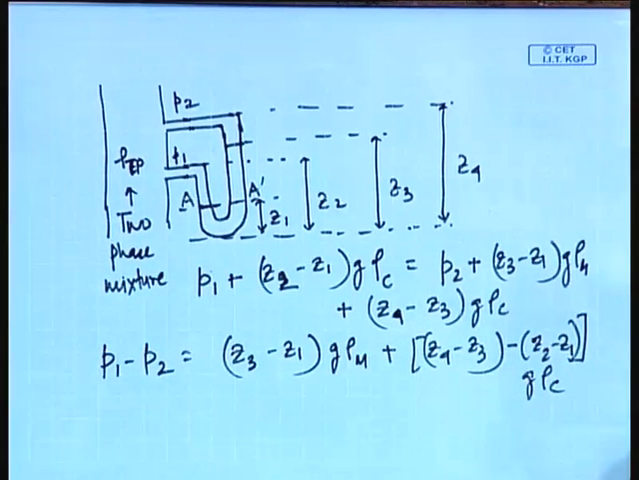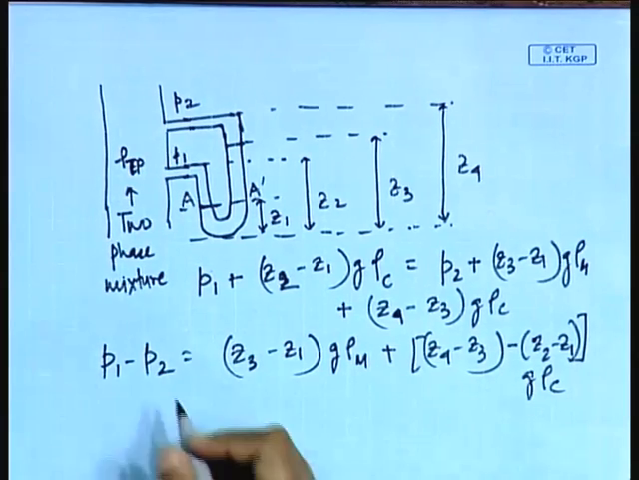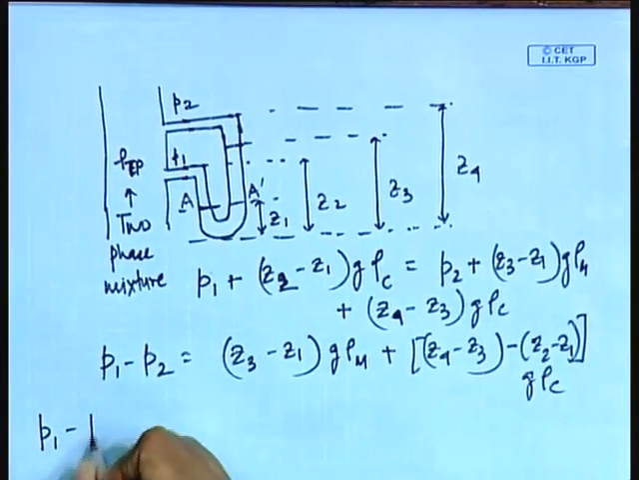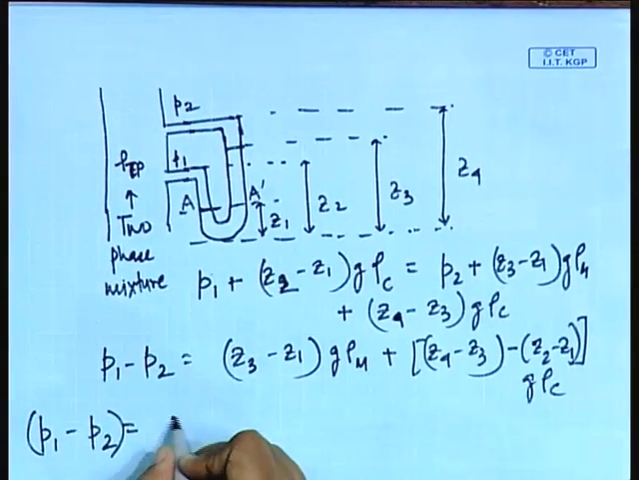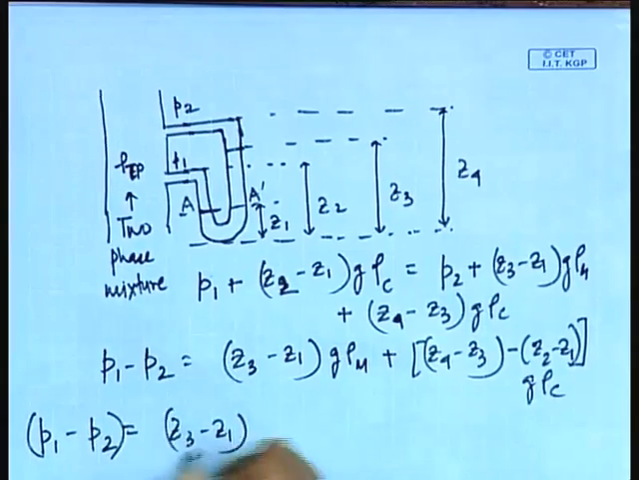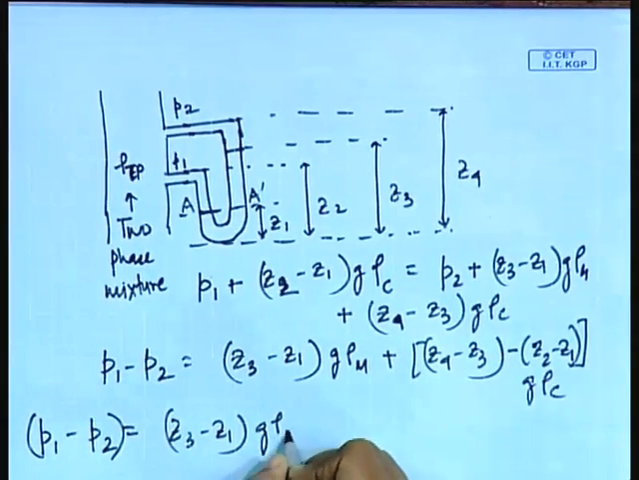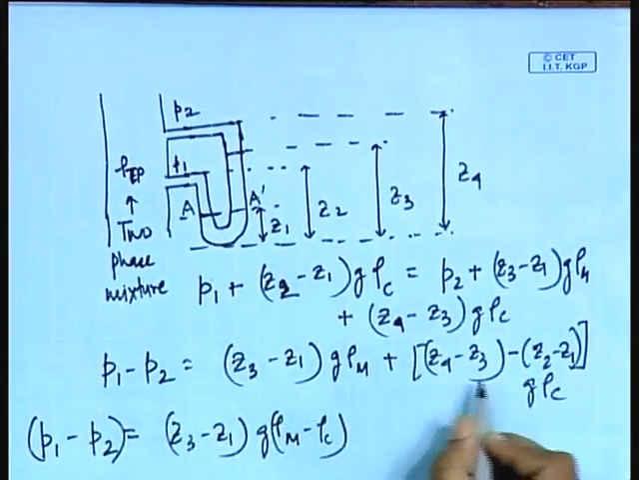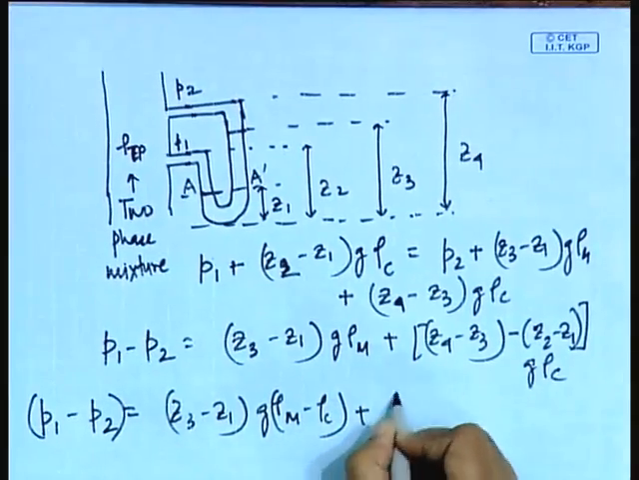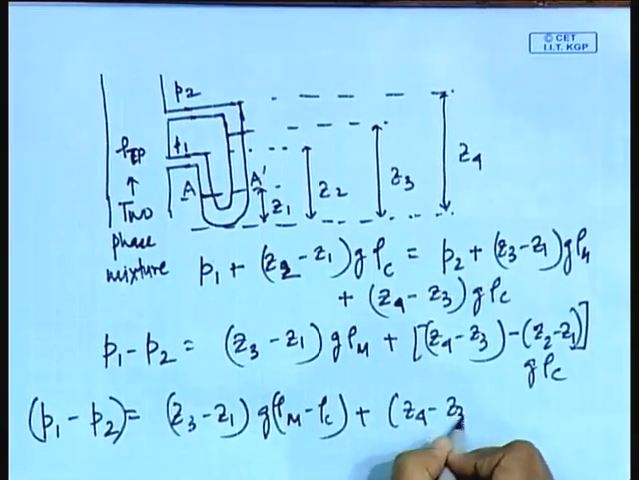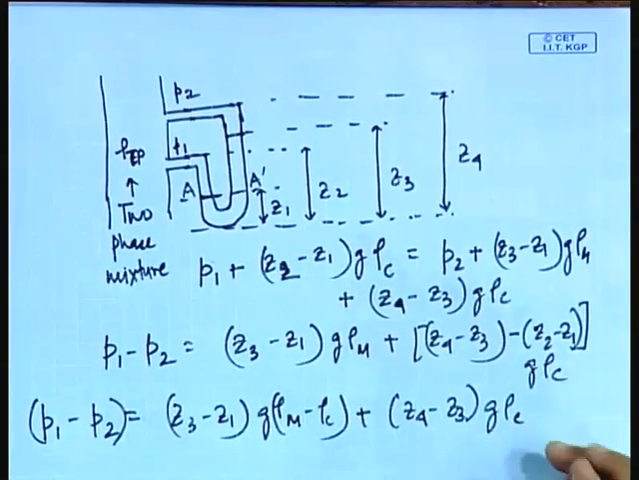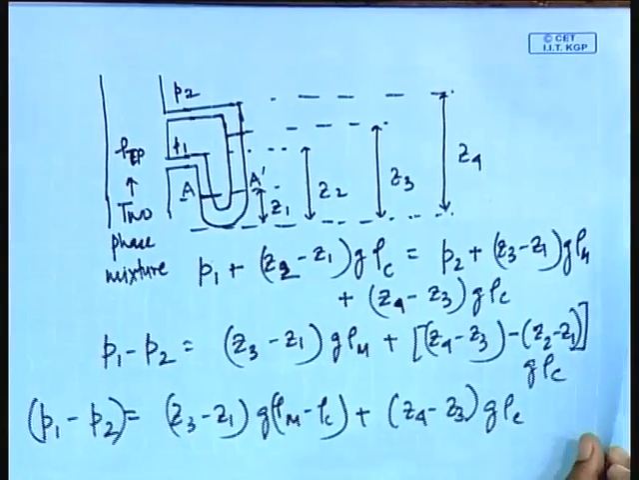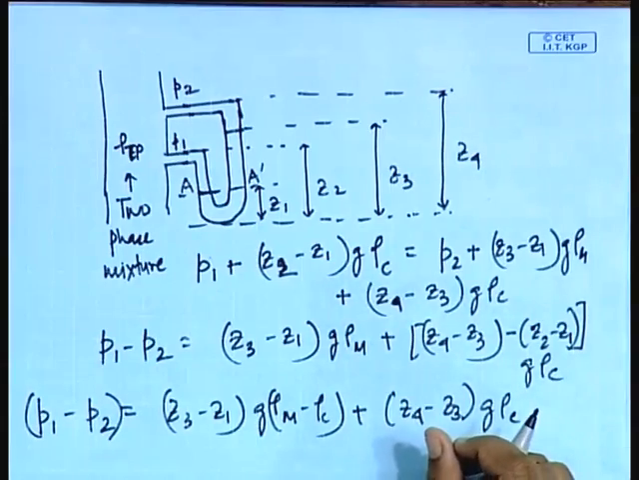correct? Just from the typical force balance we have got this particular part, or in other words this can be rearranged and written as P1 minus P2 equal to Z3 minus Z1 G rho M minus rho C, just rearranging this, plus Z4 minus Z3 G rho C, agreed? Now, you see when P1 equals P2, what should happen?